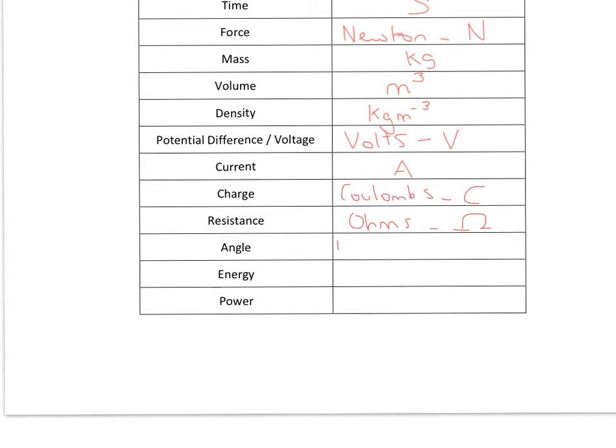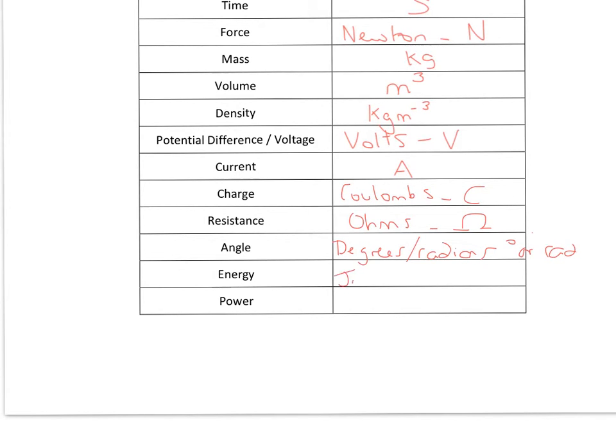Angles you might find either in degrees, or as you get more advanced you'll be using radians much more, which is given the symbol you're familiar with, like this, or usually just abbreviated to rad.